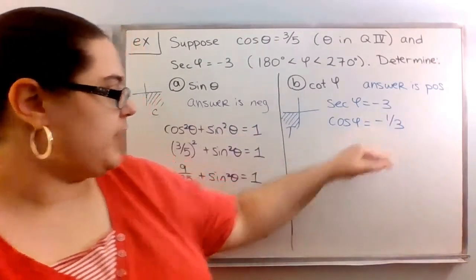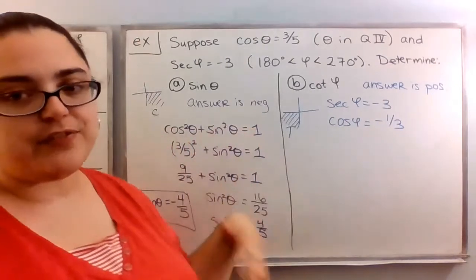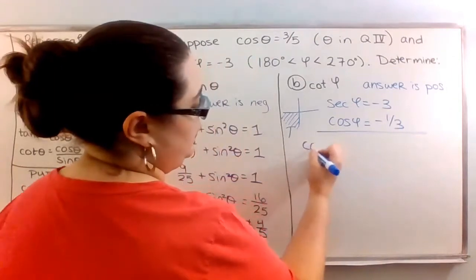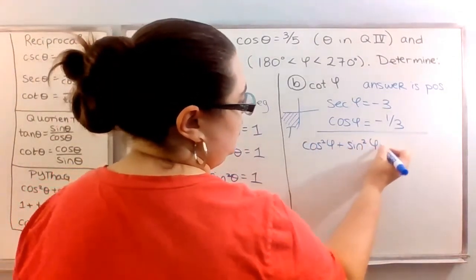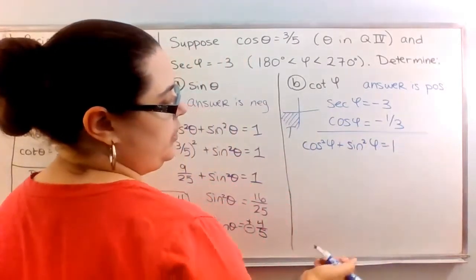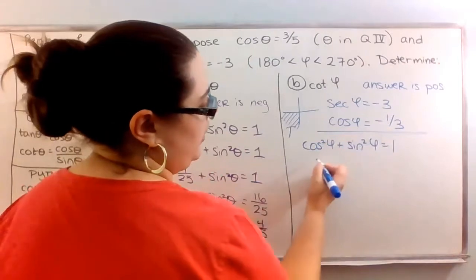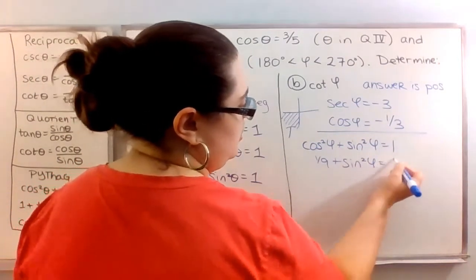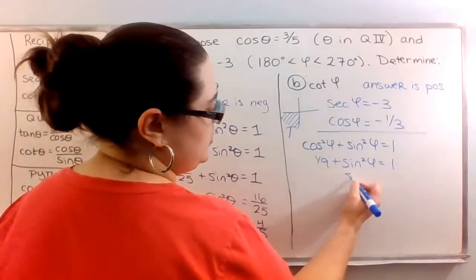Now that I know cosine, I can use this Pythagorean identity to figure out sine. So I have cos squared phi plus sine squared phi is 1. So I'm going to take a little bit of a shortcut here. So if I square -1/3, I get 1/9. If I subtract that, I'm going to get 8/9.